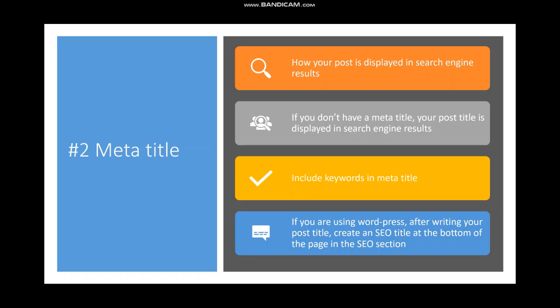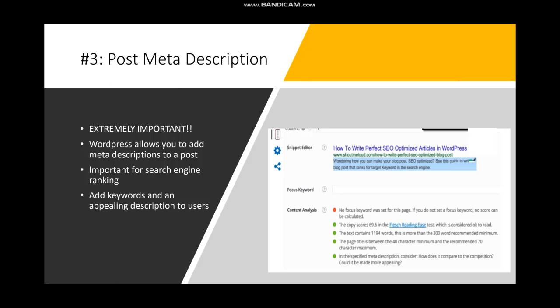It's good because it's more optimized to the search engine, and it gives you a better chance of ranking highly. So for your meta title, just make sure your keywords are in it. With your post title, you still want the keywords, but you want it more user friendly, so that your audience is captured by it when they're in your post. Cool. Number 3, post meta description.